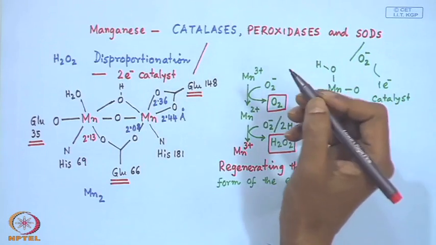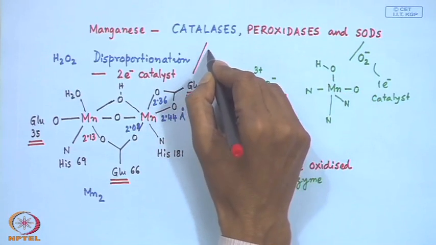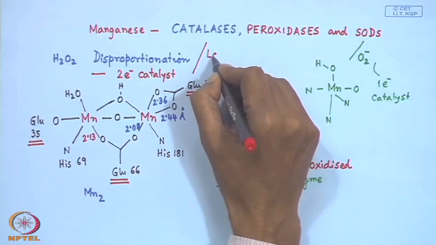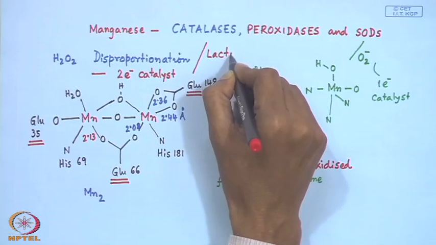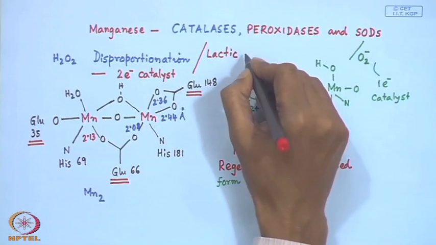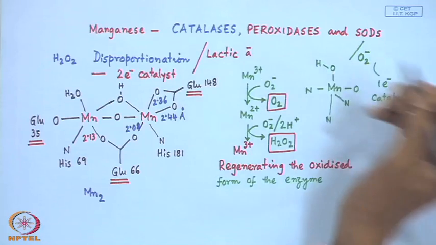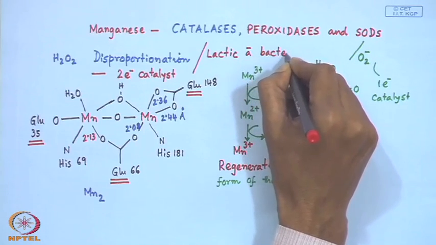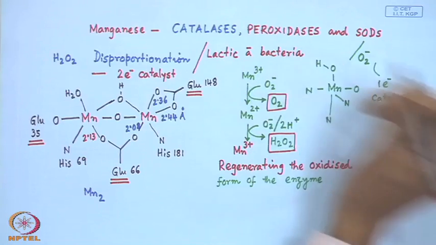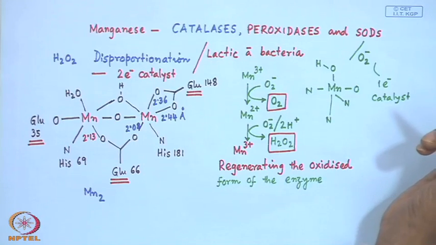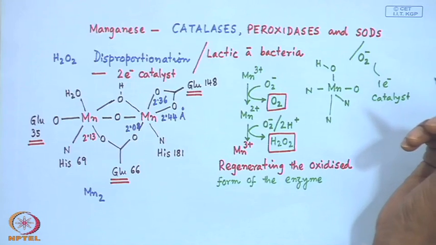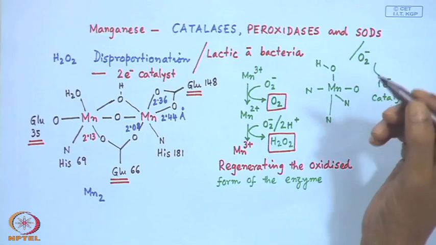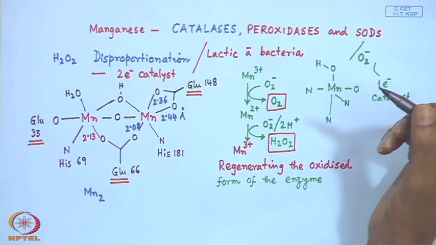So, in almost all these cases, we can have 2 different types of these catalases. Sometimes we find that these catalases are present in lactic acid bacteria, in different lactobacilli. They are present in a very low oxygen environment. So, almost oxygen free environment they are surviving.